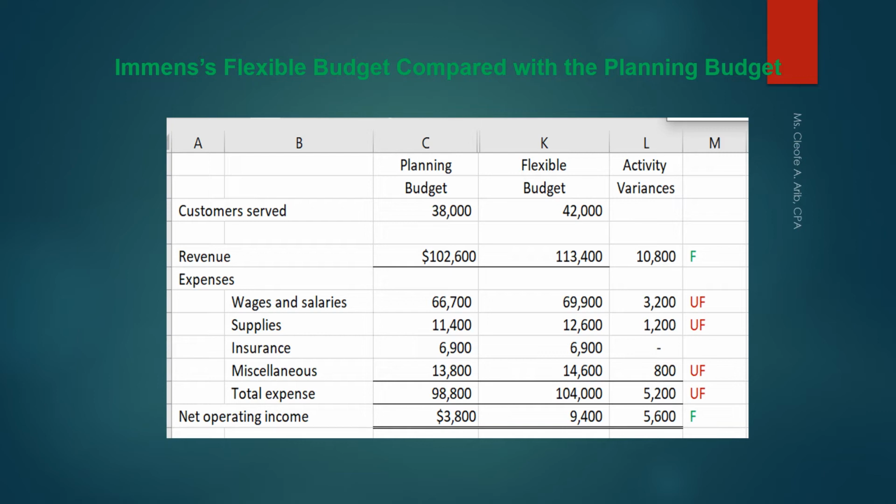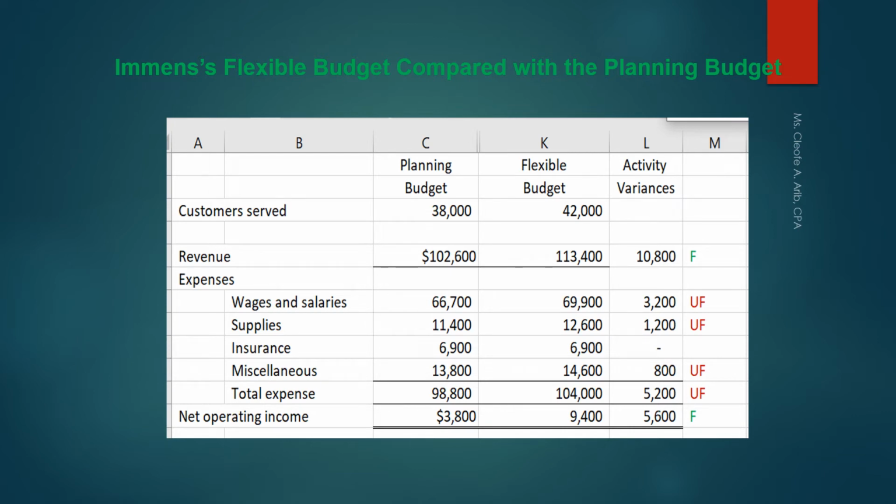So the activity variance for your expenses, wages is unfavorable, supplies also. Insurance, we have no variance because, if you will recall, in the flexible budget it is fixed. Whatever was budgeted is the amount we will put. We will not adjust it with the number of customers served. So, since insurance is purely fixed in nature, we have no variance. Miscellaneous is also unfavorable, because the flexible budget is higher than your planning budget.